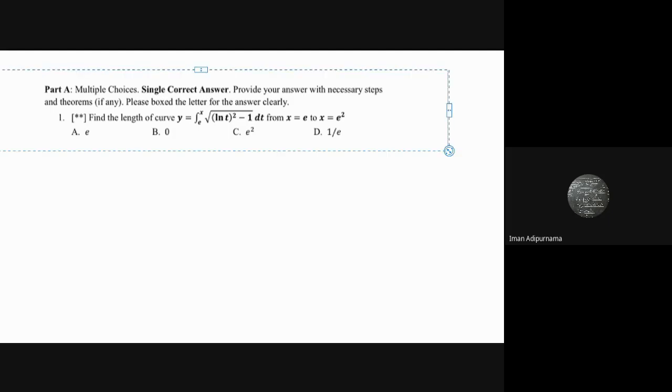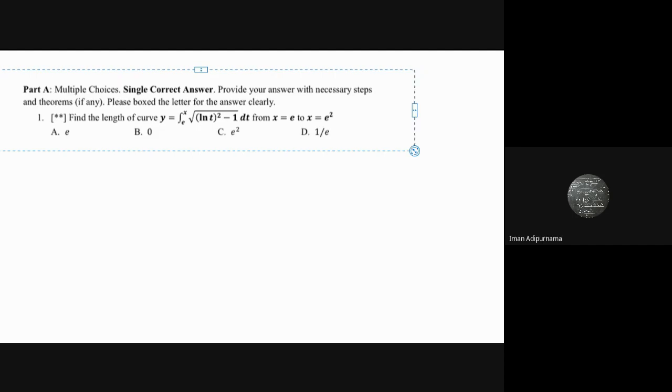You can see this question. Find the arc length of the curve. I will give you a couple of minutes to try first, to see whether you still remember how to do it.